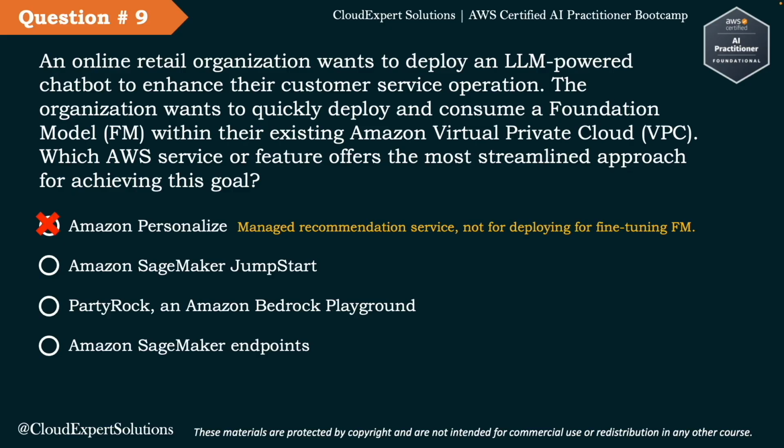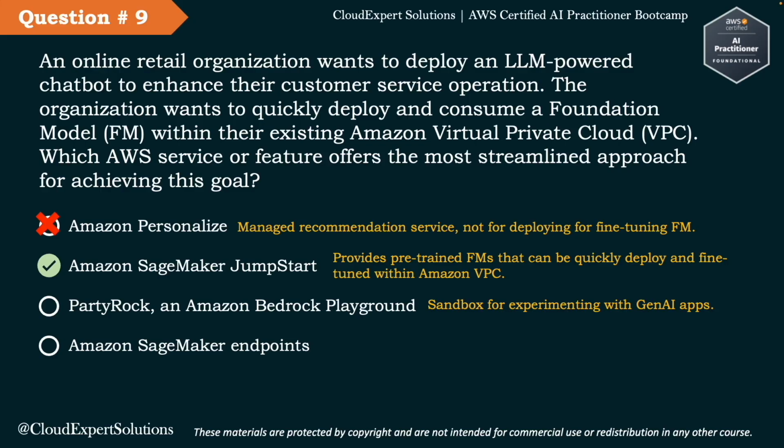Option 2. Amazon SageMaker JumpStart. SageMaker JumpStart provides pre-trained foundation models that can be quickly deployed and fine-tuned within your VPC. This seems a potential correct option. Let's park it and review the other options. Option number 3, PartyRock, an Amazon Bedrock playground. PartyRock is a sandbox for experimenting with generative AI applications, not for production deployment within your VPC. That is why PartyRock is not the correct option.